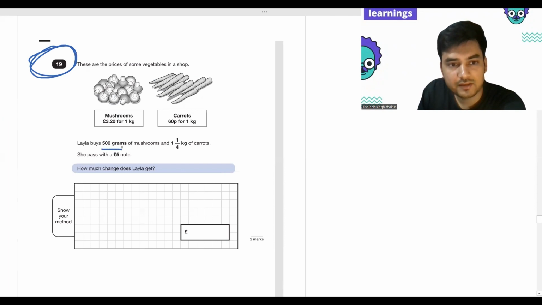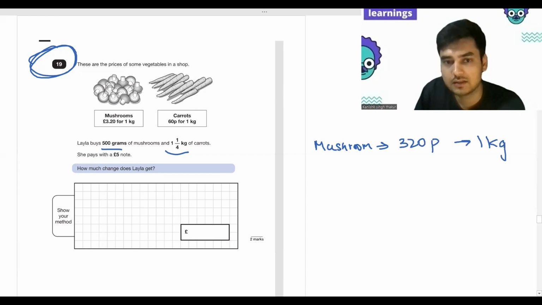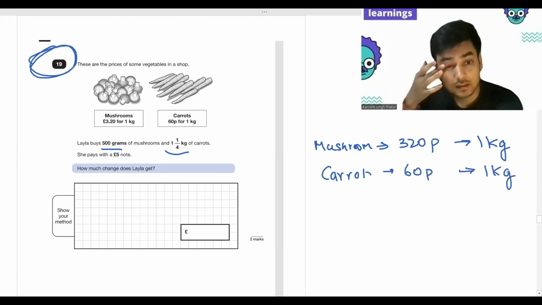So Laila buys 500 grams of mushroom and 1/4 of a kilogram of carrots. She pays with a 5 pound note. How much change does Laila get? So I'll write in pence first of all. For mushroom, in pence I will write everything. It's 320 pence for 1 kg, and for carrots you have 60 pence for 1 kg.